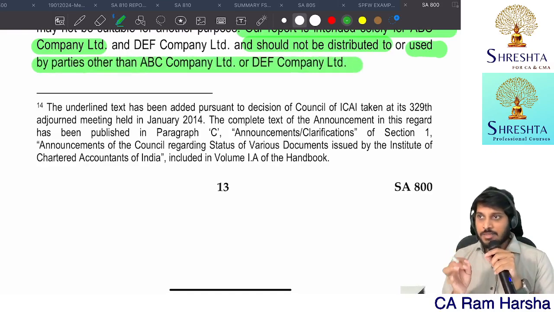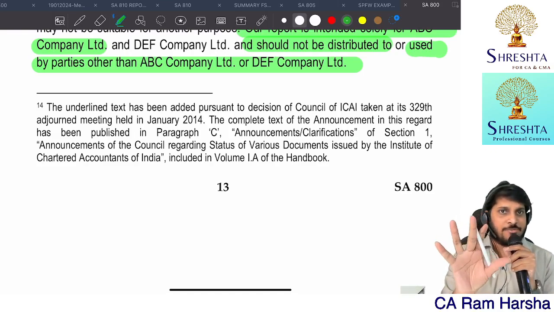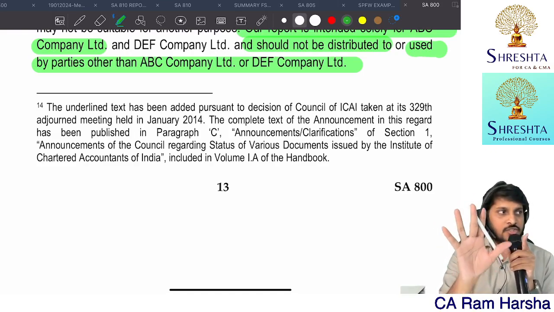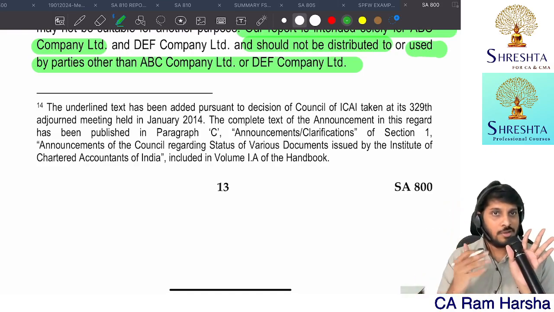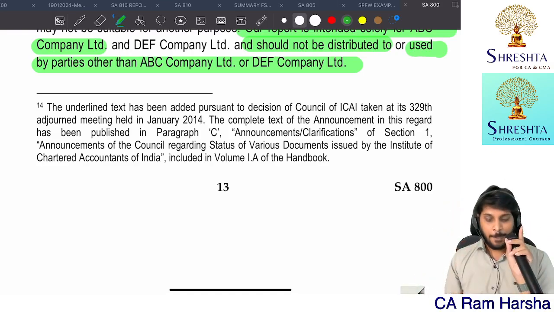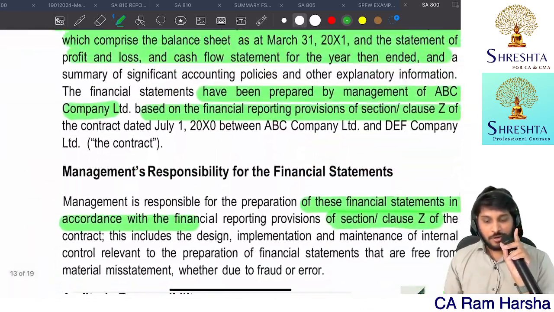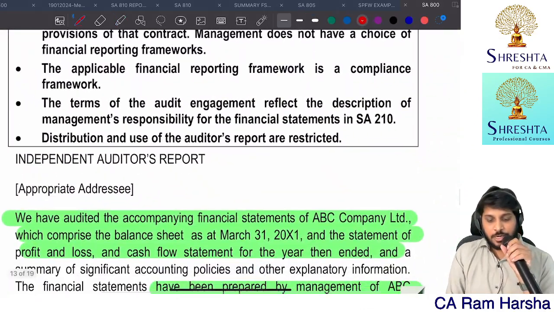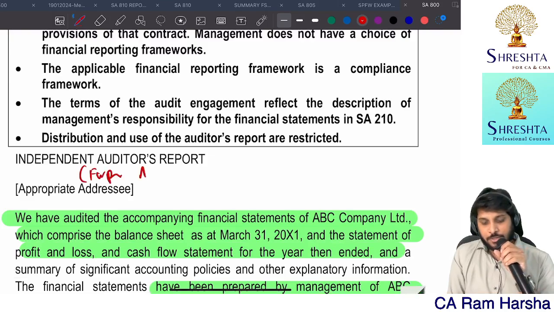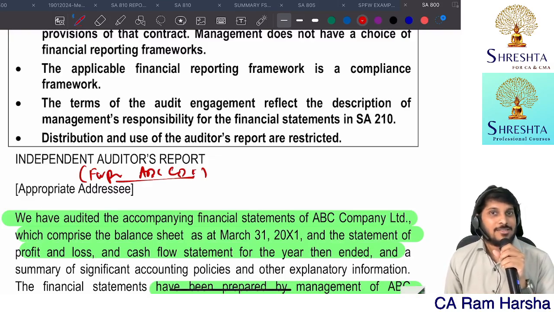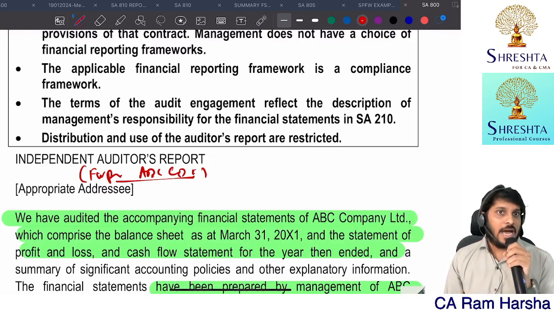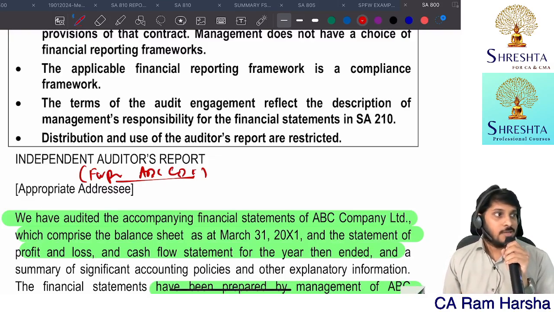We don't recommend this report. If at all accidentally you are reading this report, don't think that this is for you. This is for so and so people only. This report is nowhere relevant for you. Getting the point? In fact, if in the heading itself they mention independent audit report for the purpose of ABC Limited and DF, that would be more accurate, right? You can do that. You have that flexibility. As long as you're not misleading, you can do that.